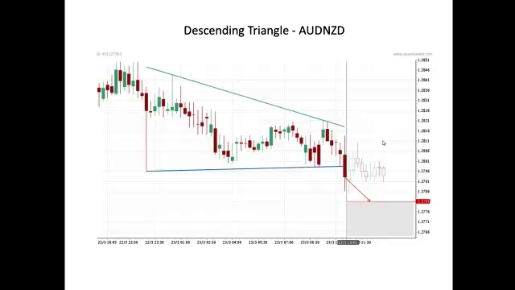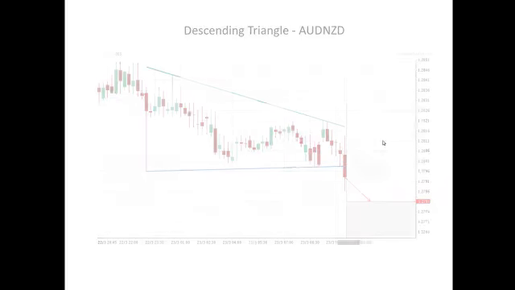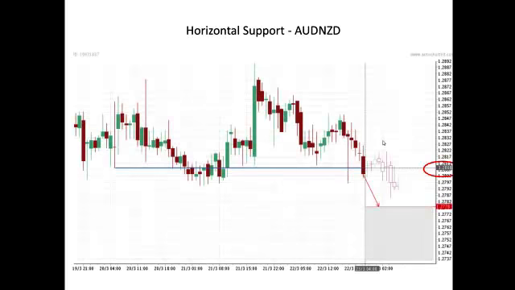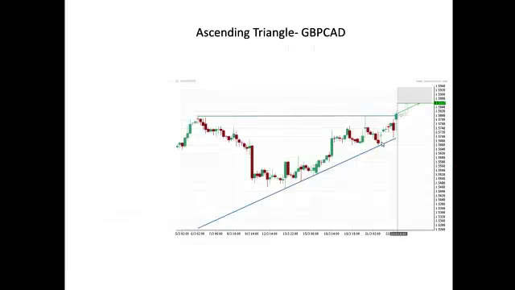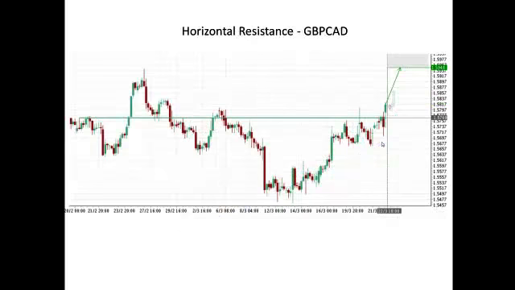individually. Take, for example, this descending triangle on the Australian-New Zealand dollar exchange rate. Its support level is relatively close to a much larger horizontal support level that confirms it, and an even larger scale support level. So you have confirmation on various time frames by different pattern types. Here's another great example where you find an ascending triangle that is confirmed by a greater resistance level on the GBP CAD currency pair.